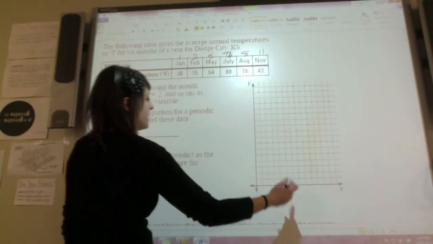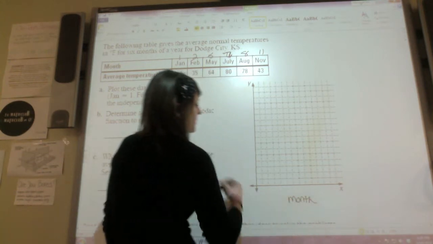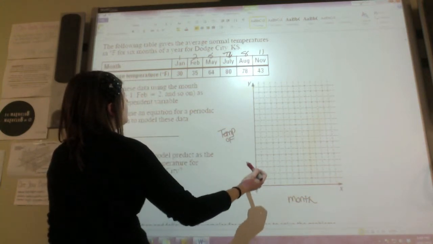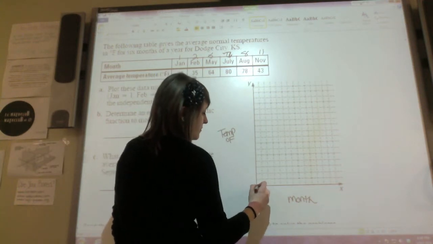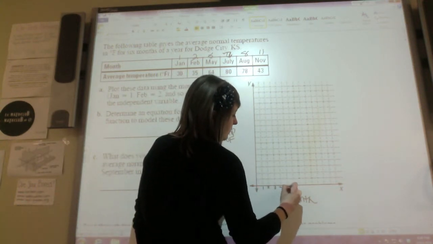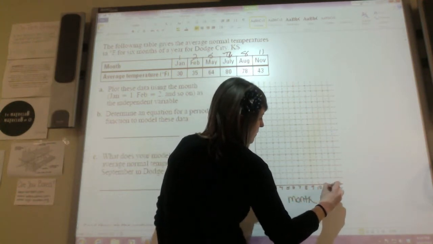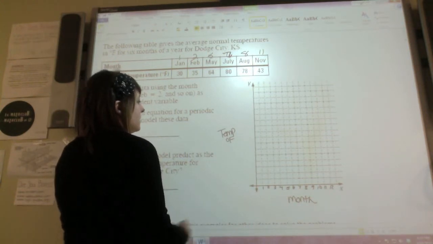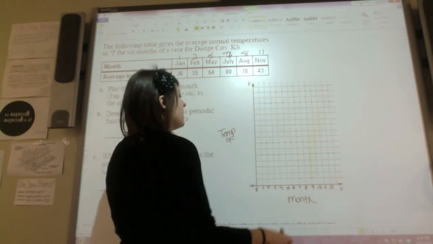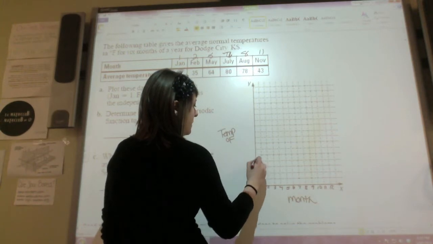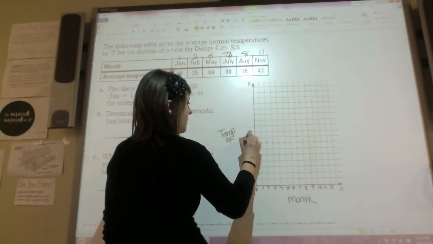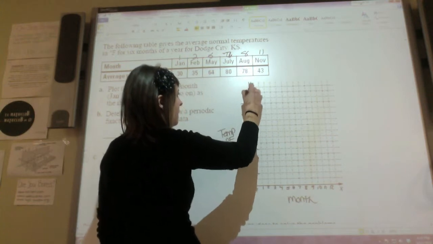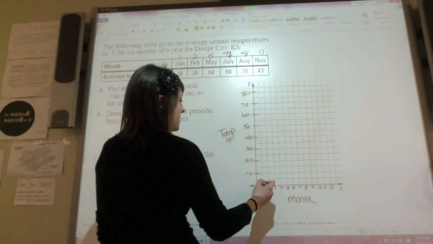Alright, so plotting these points, I'm going to put my month on my x-axis and my temperature on my y-axis. For my months, I'm going from 1 to 12, and for my temperatures, my lowest temperature is 30 and I'm going up to 80, so on my graph here, I'll just call this 10, 20, 30, 40, 50, 60, 70, and 80. Alright, so graphing my points.